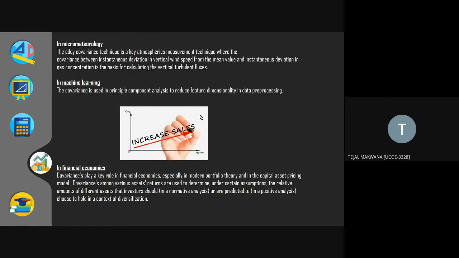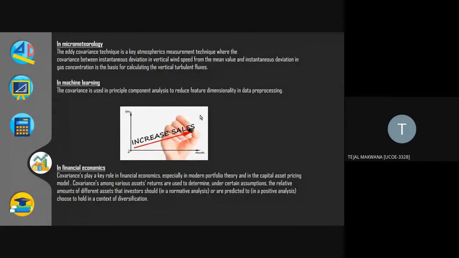Now, the application of covariance is in micrometeorology. The eddy covariance technique is a key atmospheric measurement technique where the covariance between the instantaneous deviation in the vertical wind speed from the mean value and the instantaneous deviation in gas concentration is the basis for calculating the vertical turbulent fluxes.